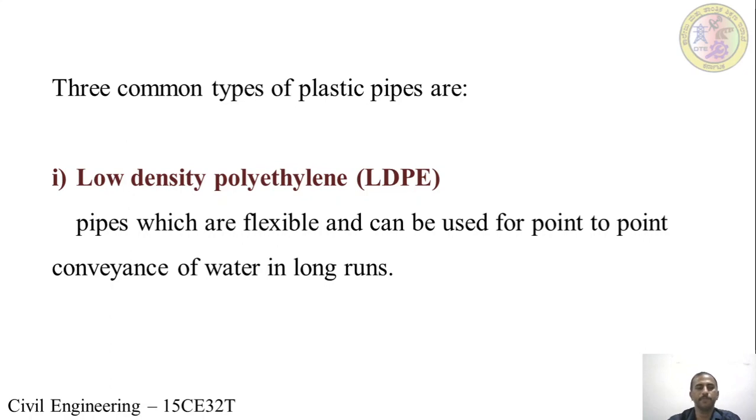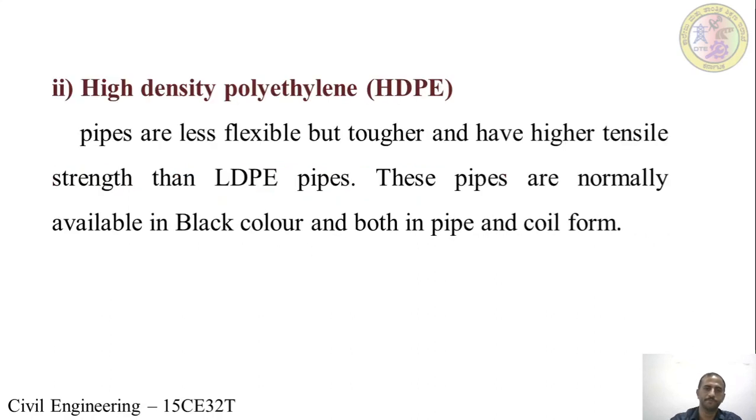These LDPE pipes are flexible and used for point to point conveyance of water. Second one is HDPE pipes, that is high density polyethylene pipes. These are also thermoplastic, but these are tougher and have higher tensile strength than LDPE pipes. Because of their higher melting temperature of 135 degrees Celsius compared to 115 degrees Celsius of LDPE, you can use these HDPE pipes even in warmer temperature. They are available in black color, both in pipe and coil form.